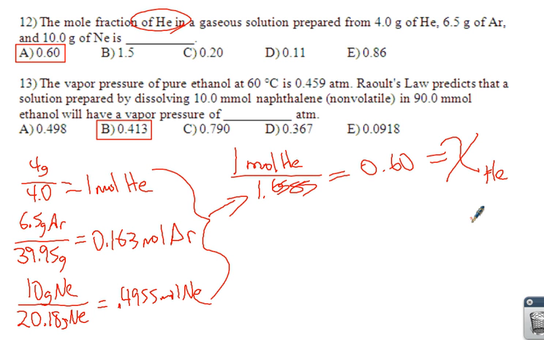If I wanted to find one of the other ones, could I just subtract from 1 at this point? No, I couldn't. Why not? There's more than 2. We'd have to find a second one. Maybe we went ahead and we find the neon. Neon would be approximately 0.3, and therefore the last one would be 0.1, the missing one.